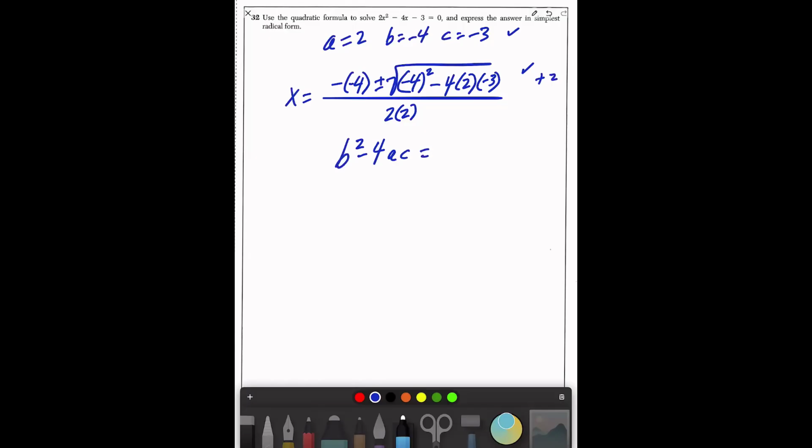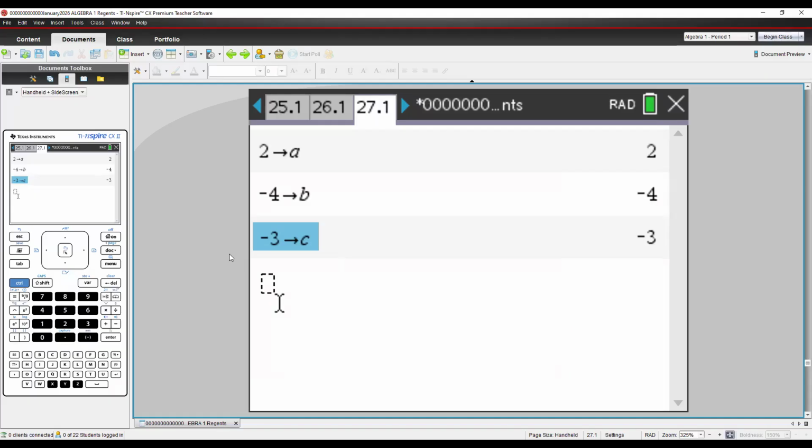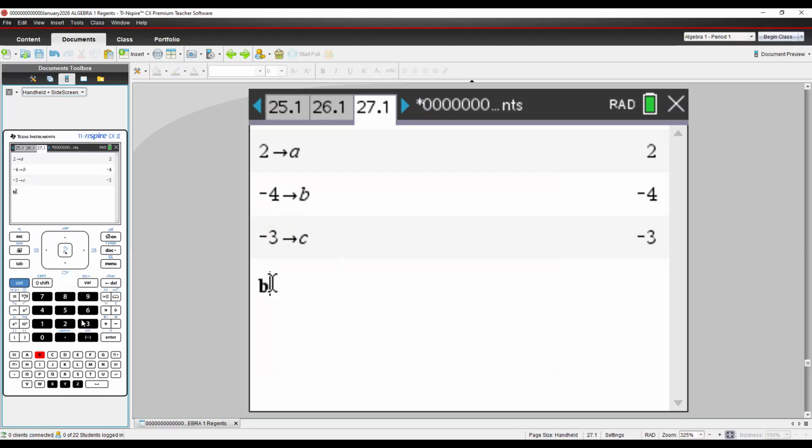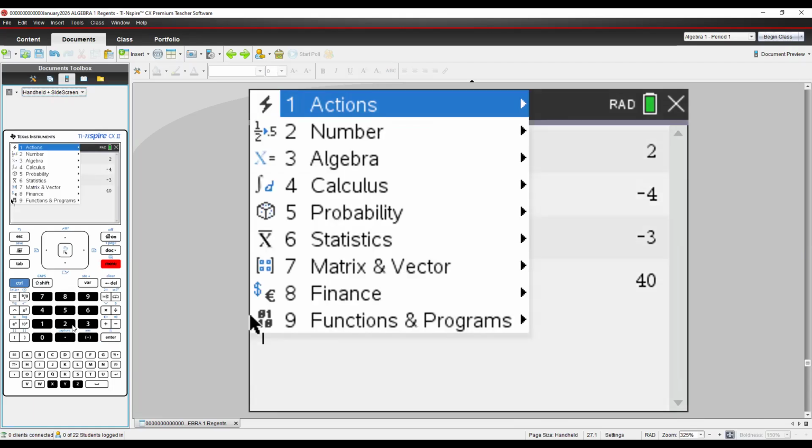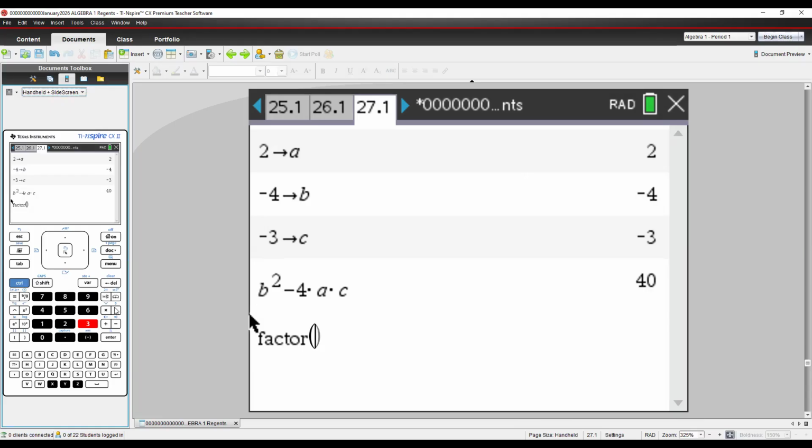So all I'm going to do from here is let the calculator take me home. I store 2 into A, -4 into B, -3 into C, and then I'm just going to literally type in b squared minus 4a times c. Boom. So we got 40. Now I'm going to use menu 23, and I need to determine if that's a perfect square, if it's simplifiable, if it's not. All right, so it says 2 to the 3rd power times 5.